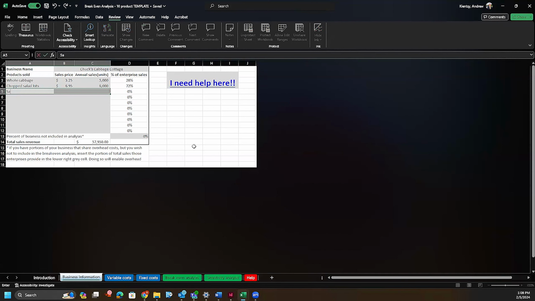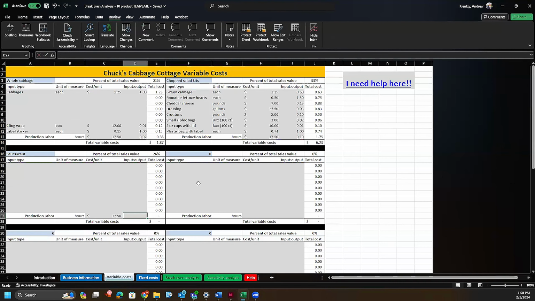Now we'll walk through the tool using the sauerkraut as an example. We'll add the name of the product here, and then we'll move on to put in the sales price. In this case, it's $10 a jar, and the annual units sold, which Chuck expects to be about 2,000. Chuck expects his variable costs for sauerkraut to include cabbage, salt, jars with lids, and labels. Chuck is going to spend about 5 minutes per jar producing this, which comes out to about 0.08 hours.